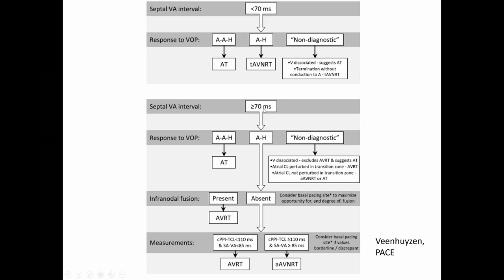Now, if your septal VA is more than 70 and you've got a VAAV response, it's atrial tach. If you've got a VAV response, you then can look at the PPI minus TCL and the stim A minus VA to work out, is this AV reentrant tachycardia or atypical AVNRT?